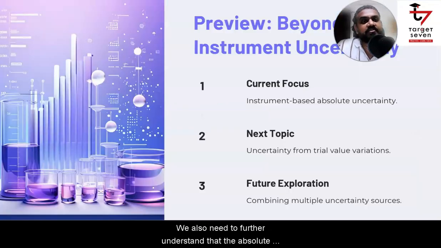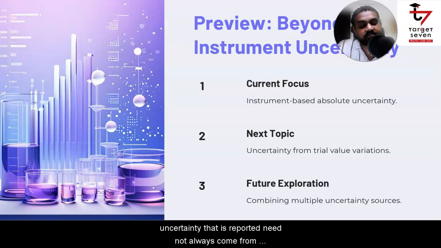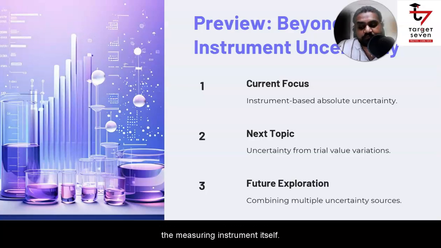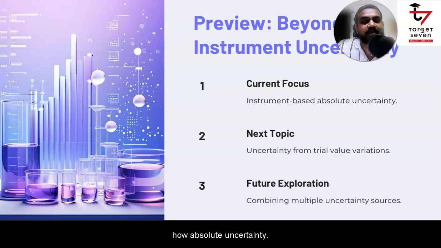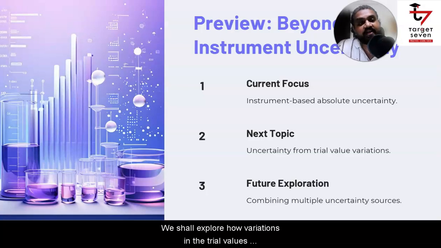We also need to further understand that the absolute uncertainty that is reported need not always come from the measuring instrument itself. So stay tuned for our next video, where we will delve into how absolute uncertainty isn't always just from the measuring instrument. We shall explore how variations in the trial values can also contribute to the overall uncertainty in your results.